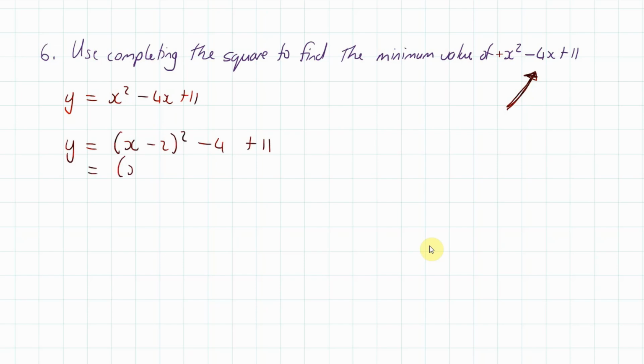Then we add the minus 4 and the 11. That gives us plus 7. Now, how this works is that we can now tell where the minimum point is. The minimum is at (2, 7). Now I'll explain why this is.